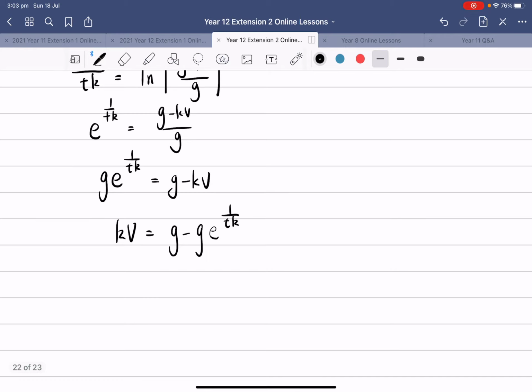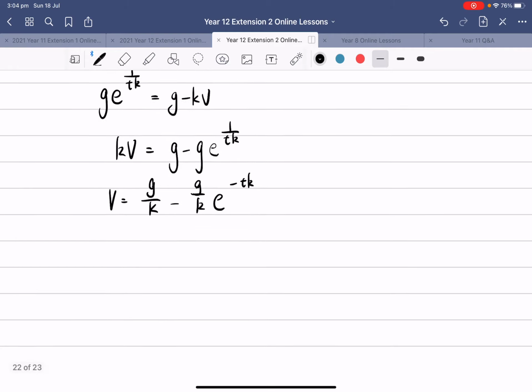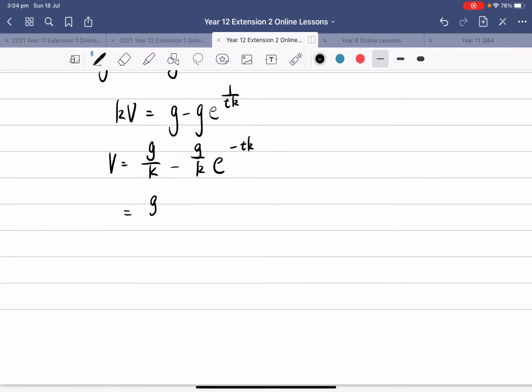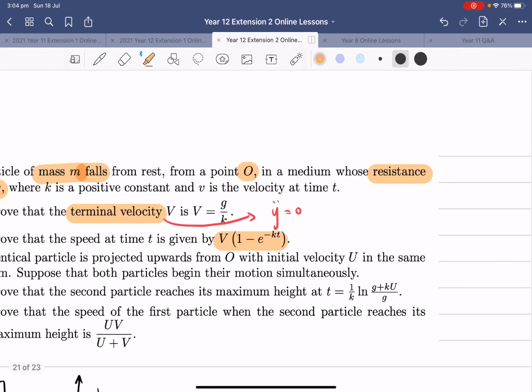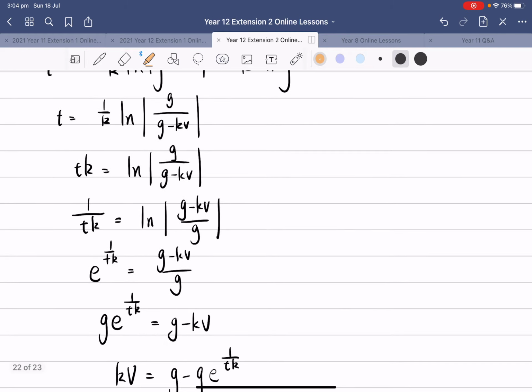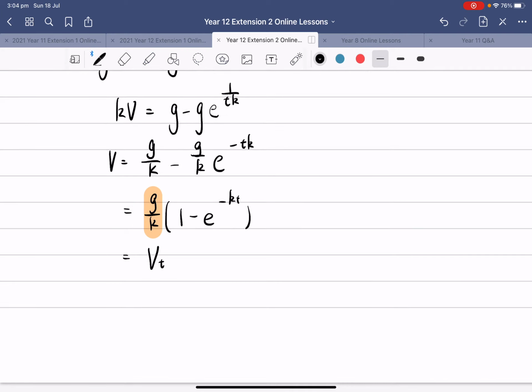Once we finish this, then we can divide everything by k. So g over k minus g over k e to the power of negative tk. At the end, we can obviously take the g over k outside, factorize it, so we get 1 over 1 minus e to the power of negative kt. Then remember from the previous question that g over k is v. So therefore, we can now replace that by the terminal velocity. That gives you the velocity in your function in terms of time is equal to terminal velocity times 1 minus e to the power of minus kt.